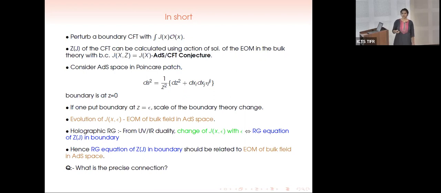Now the evolution of J_x(epsilon) at z equal to epsilon comes from the equation of motion of the bulk field in AdS space. Holographic RG is, in short, from UV-IR duality: how J_x(epsilon) changes with epsilon is related to the RG equation of Z_J in the boundary. Hence, the RG equation of Z_J in the boundary should be related to the equation of motion of the bulk field in AdS space. So the question is, what is the precise connection between these two quantities?